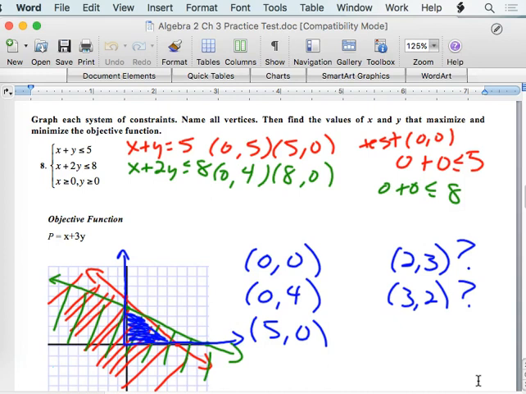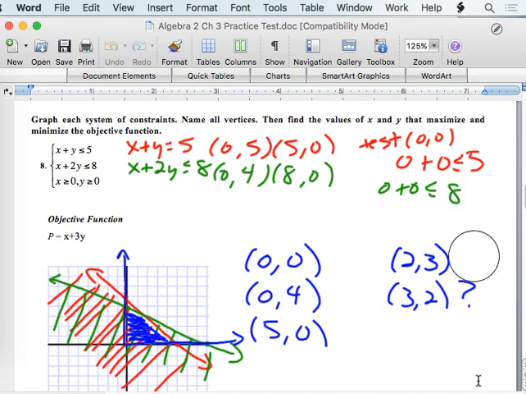2 plus 3 equals 5. So far, so good. 2 plus 6 equals 8. Okay, but let's just say you're doing the test. You get (3, 2). Let's check it. 3 plus 2 is 5. You're going, yes, I got it. But you come down here. 3 plus 4 is not 8, and you'll know. So that's a good way to check and see which one it is.